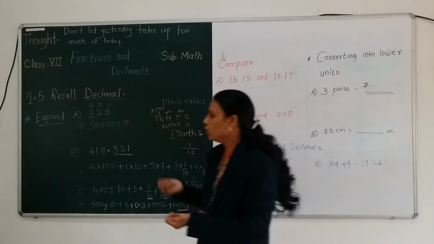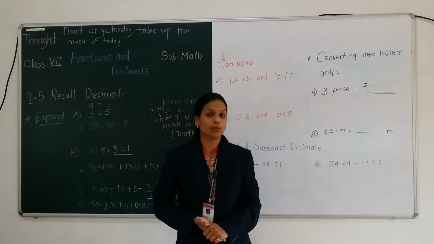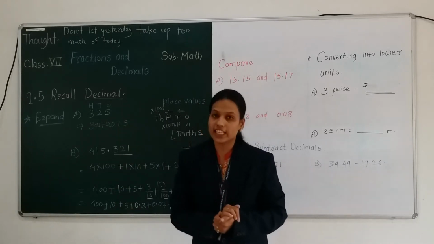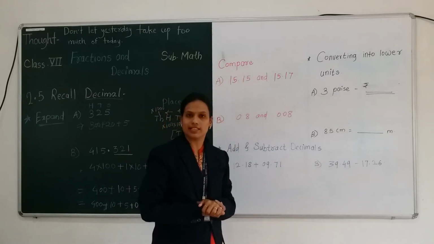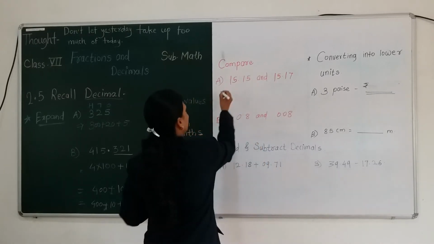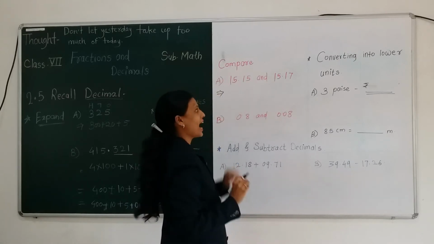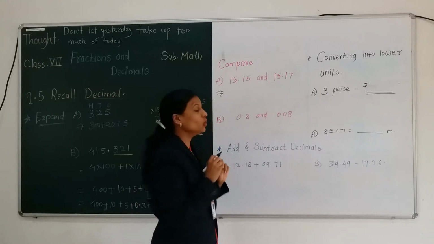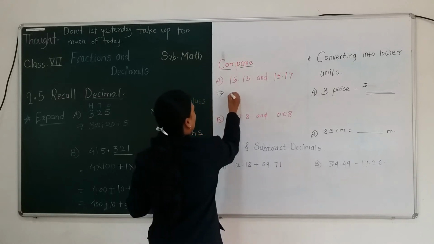Now we will move to the next point. What have we learned about decimal numbers? With the expanded form, we have also learned how to compare decimals. Shall we recall? So see here, we have the numbers 15.15 and 15.17. Now what do we have to do? We have to compare.